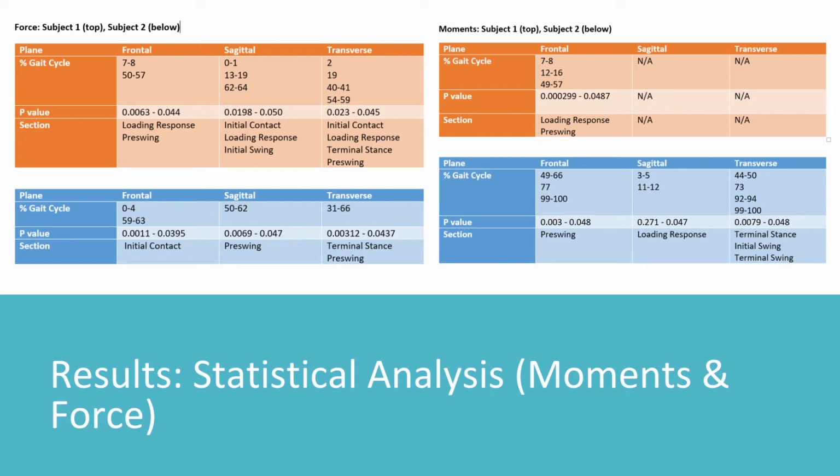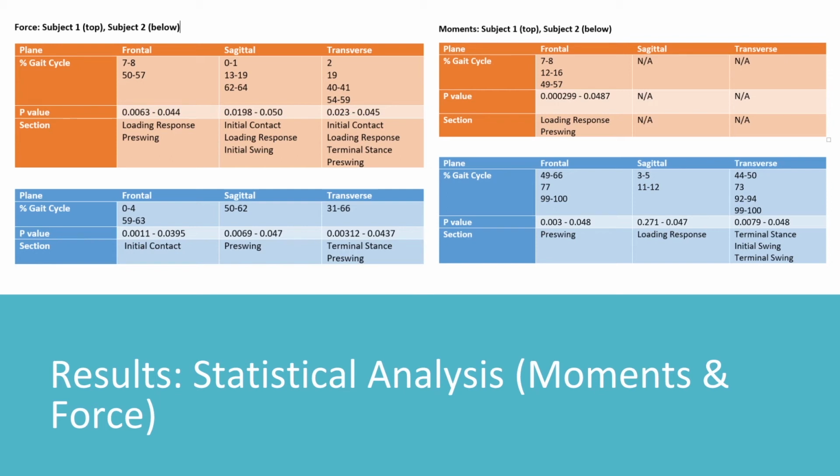Lastly, we looked at the ankle moments for each subject in the frontal, sagittal, and transverse planes, and there were significant differences in the pre-swing for both patients. And that was seen in the frontal plane for subject 1 between 7 and 8 and 12, 16, 49 and 57%, and for the second subject 49 and 66, 77, 99 and 100. And the pre-swing stage was the similar stage that was affected between the two.